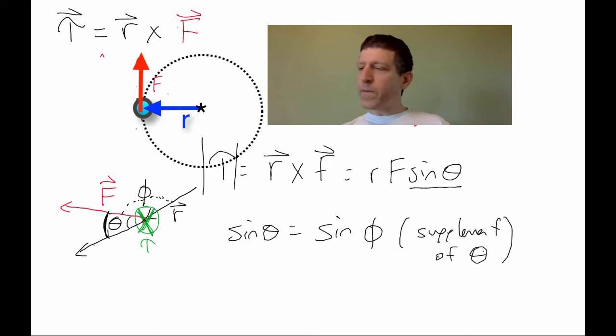So if you screw up and use the wrong angle, the tip to tail angle, you'll still get the right numerical answer. But conceptually, it is important to understand that the angle you're truly trying to get at is the angle between the vectors when you put them tail to tail.